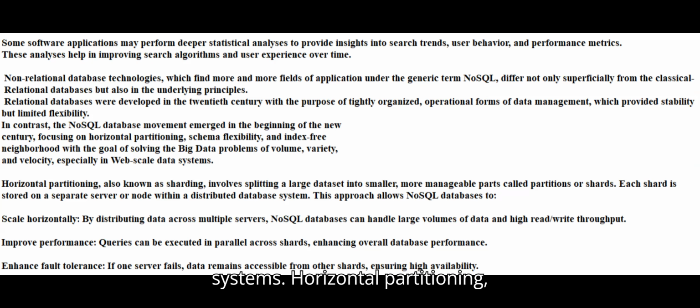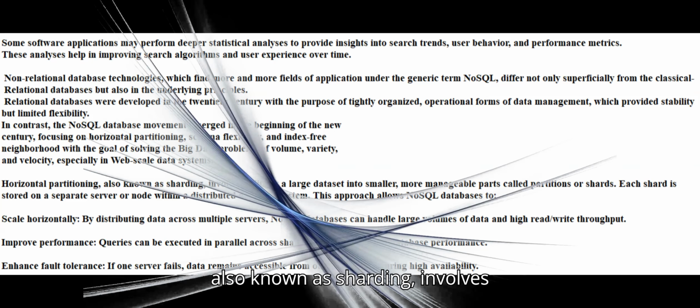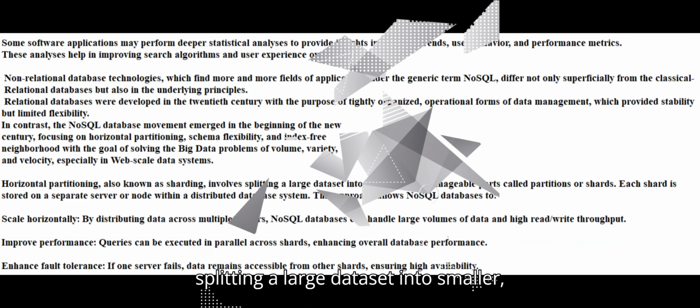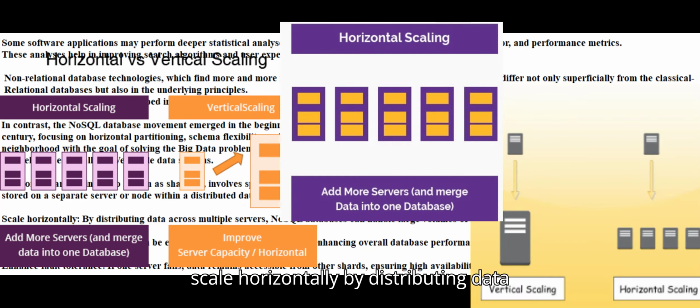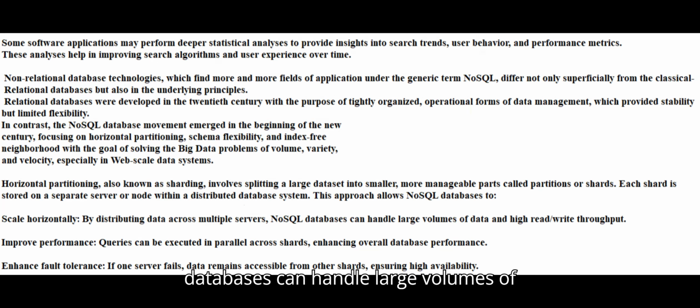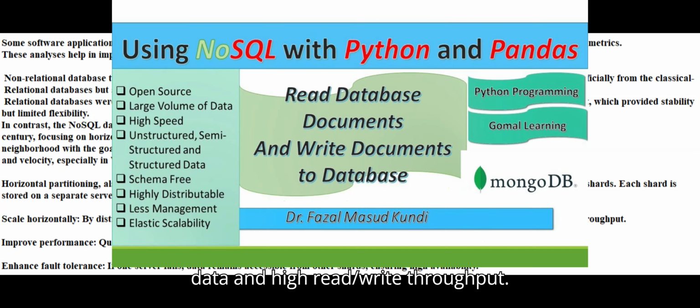Horizontal partitioning, also known as sharding, involves splitting a large dataset into smaller, more manageable parts called partitions or shards. Each shard is stored on a separate server or node within a distributed database system. This approach allows NoSQL databases to scale horizontally. By distributing data across multiple servers, NoSQL databases can handle large volumes of data and high read/write throughput.